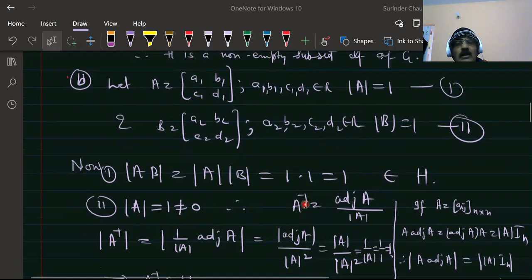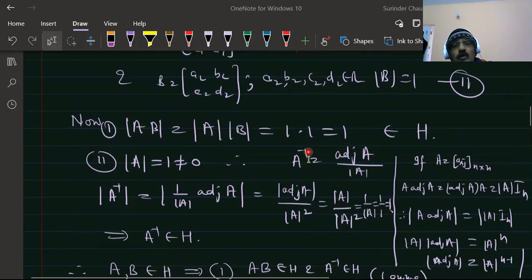Similarly, determinant of A is equal to 1, which is not equal to 0. So A is invertible. If A is invertible, the inverse of A is the adjoint of A divided by the determinant of A. Now, the determinant of the inverse will be equal to the determinant of the adjoint of A upon the determinant of A. If A is an nth order square matrix, then A times adjoint of A is equal to determinant of A times I. Taking the determinant on both sides, the determinant of A times adjoint of A becomes the determinant of A times I. If you multiply an nth order matrix by a real number, the determinant comes out to be multiplied by that number to the power n.